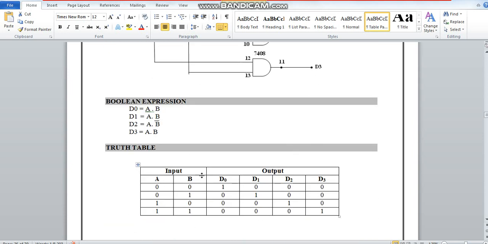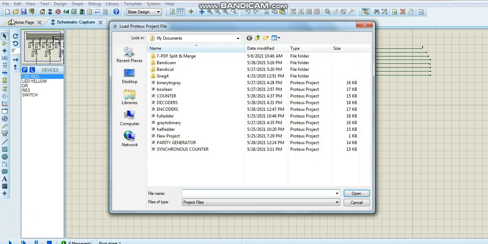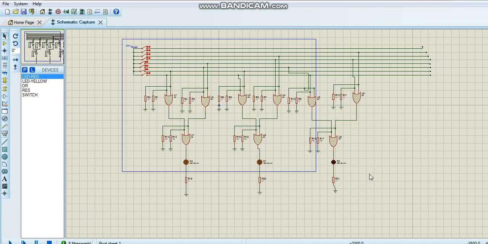You will be writing out the truth table for this, and when 00 is present, D0 gets the output. When 01 is present, D1 gets the output. When 10 is present, D2 gets the output. When 11 is present, D3 gets the output. The same is realized in PROTEUS software. Let me open the PROTEUS software here. It is decoders. It's very simple.